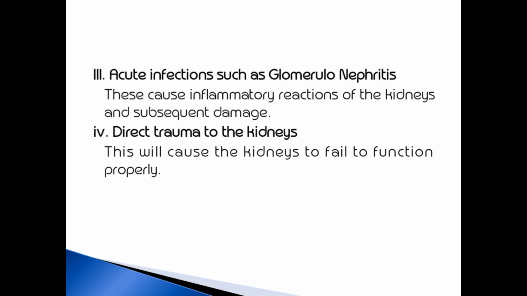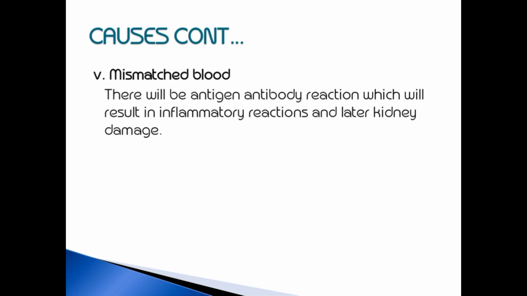The other thing includes direct trauma to the kidney. If you understand intrarenal causes, we're just talking about the inside of the kidney itself being affected. So if the kidney has been traumatized, it may be in an accident, you may find that it may fail to perform its function. So this will cause the kidney to fail to function properly. The other cause may be mismatched blood in cases of blood transfusion. So there will be an antigen-antibody reaction, which will result in an inflammatory reaction and then later leads to what?